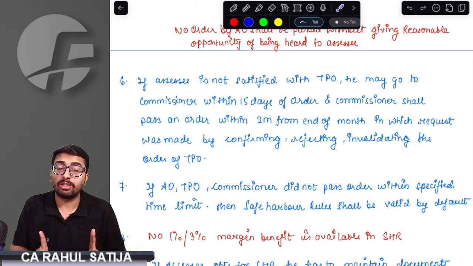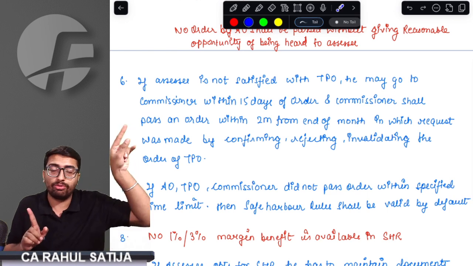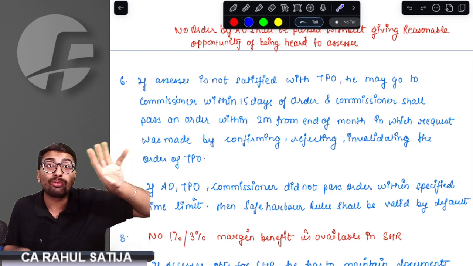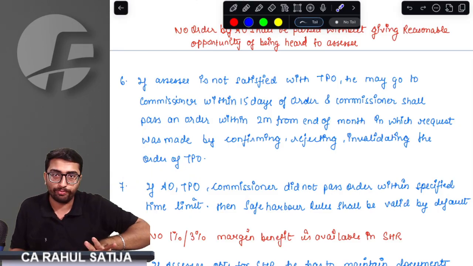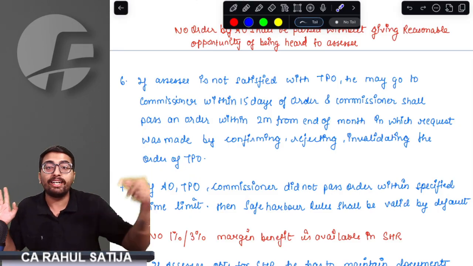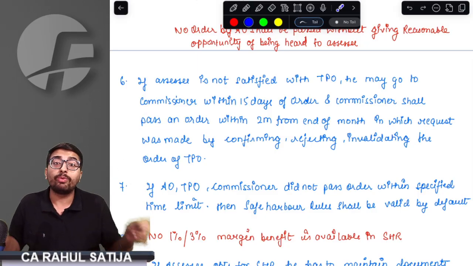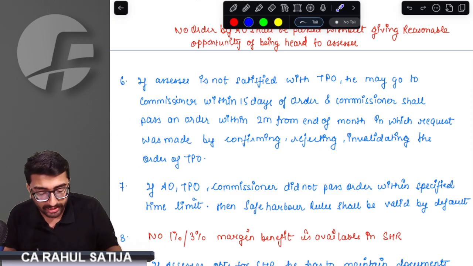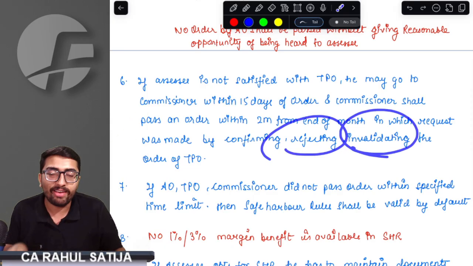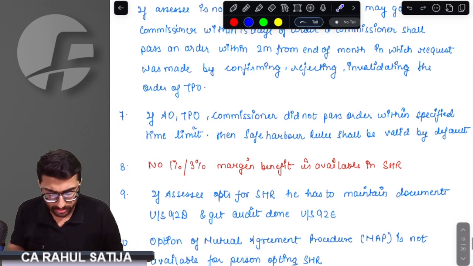Yes, I can go to the commissioner, not CIT appeals, not joint commissioner appeals. This is the commissioner, CIT. I have to go to the CIT. I cannot go to CIT appeals here. It is just the commissioner I can go to. Within 15 days of the order, I have to go, and the commissioner has to check whether the TPO has done it correctly or not within 2 months. The commissioner has to pass an order. He can either reject the order of the TPO, invalidate it, or confirm it, but he has to do so within 2 months.